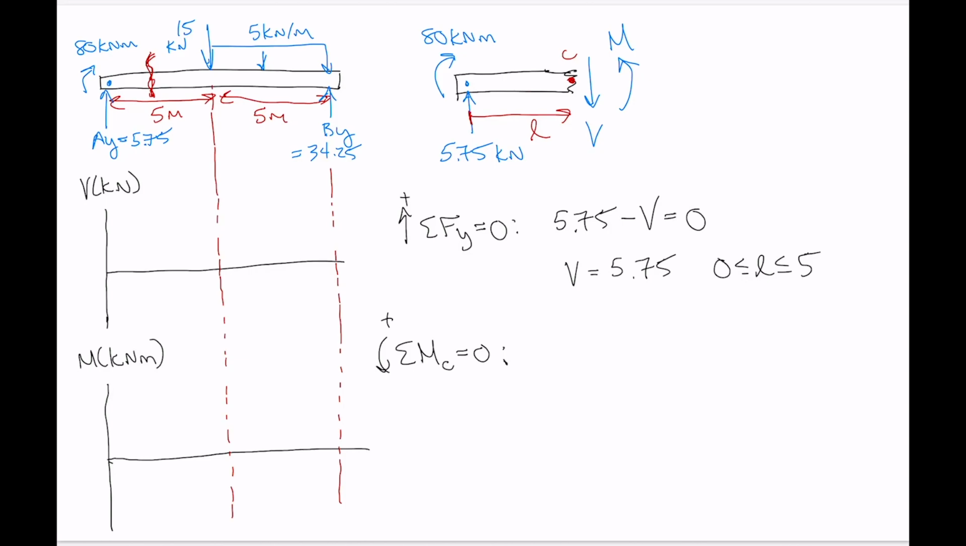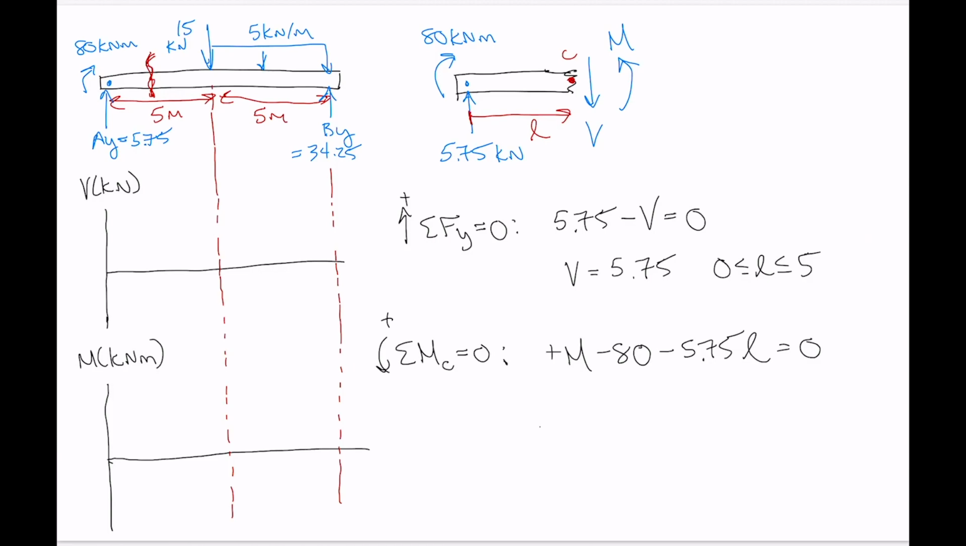So here, let's look at what we've got. A positive internal moment. My internal moment here, according to the sign convention that I've set up for my equations of statics, is positive. So we've got plus M to start with. And then the 80 kilonewton meter moment is acting in the opposite direction, so I've got a minus 80. And then I've got a minus 5.75 from AY multiplied by a moment arm of L. And that all has to equal 0.